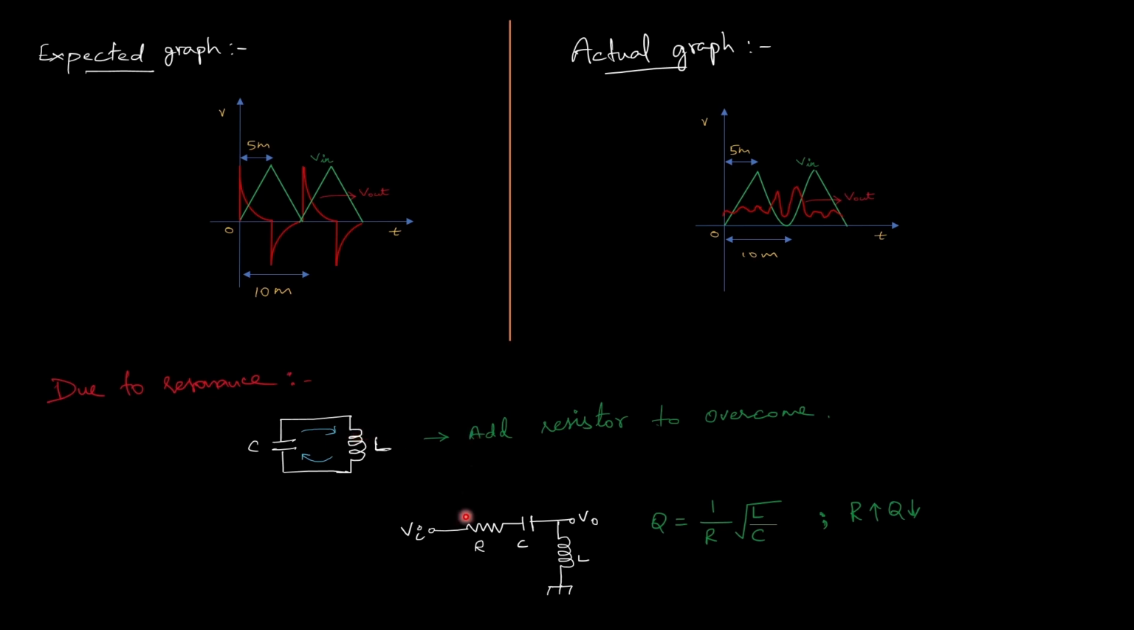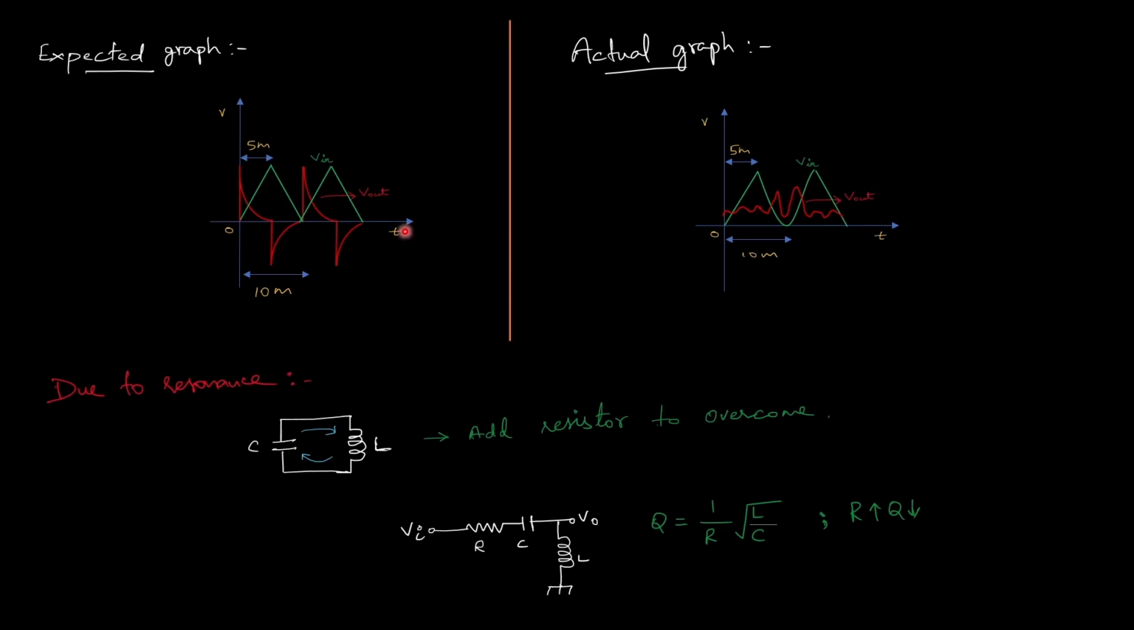We introduce damping. The simple method to introduce damping is by adding a resistor. Once a resistor is added, some of the stored energy is dissipated, so the quality factor becomes 1 by R root of L by C. Here we can notice something. As the resistance increases, the quality factor decreases. A low quality factor means less resonance and less ringing. As a result, the waveform starts resembling the expected differentiator response much more closely.